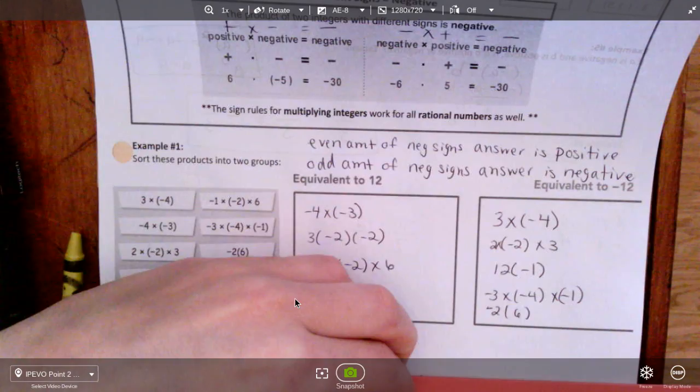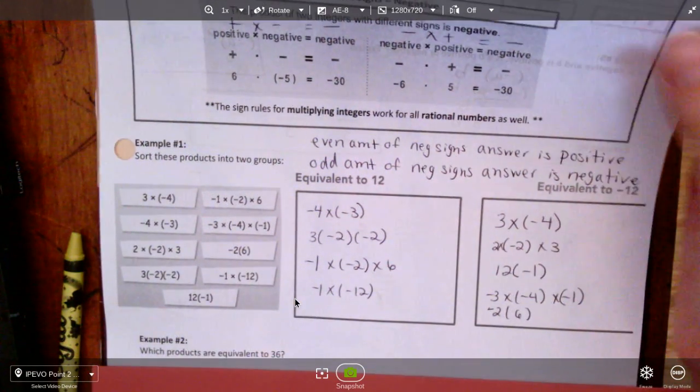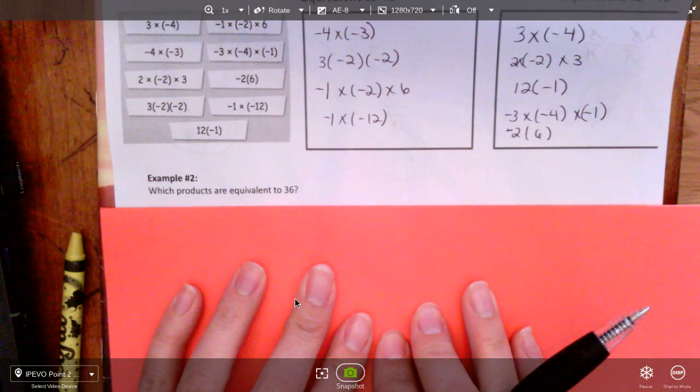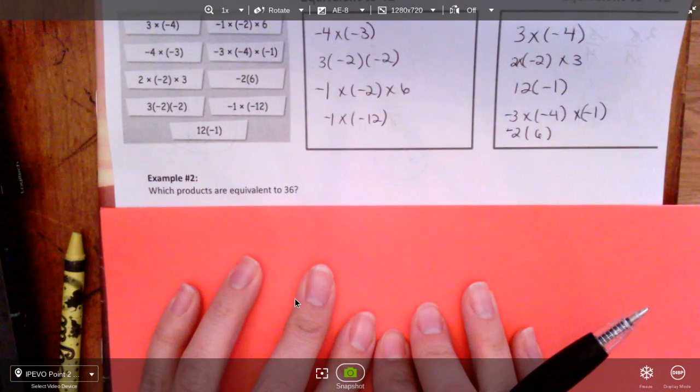Then number 2 is now asking which products are equivalent to 36. If you could go ahead, again, take a look at that one, and pause the video.